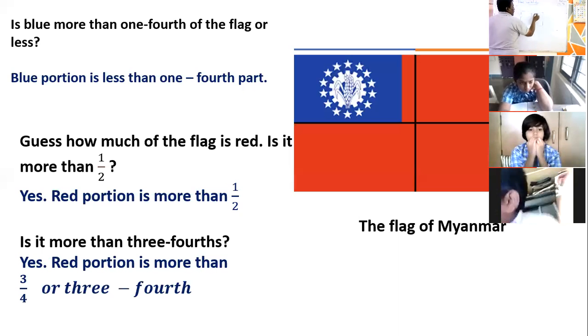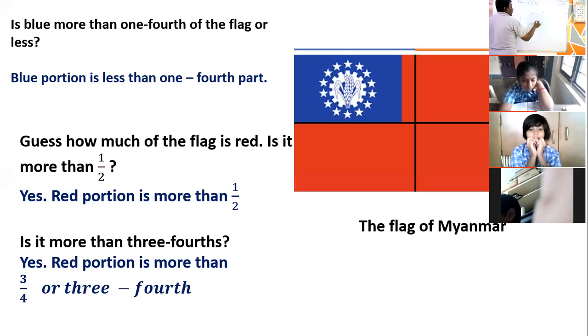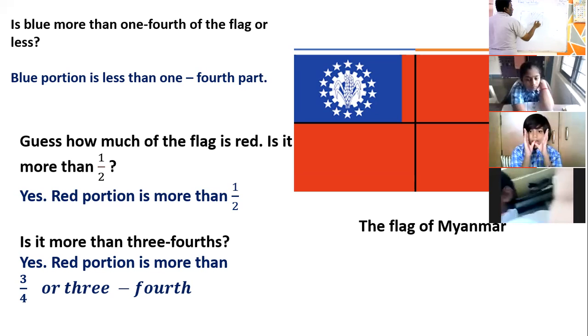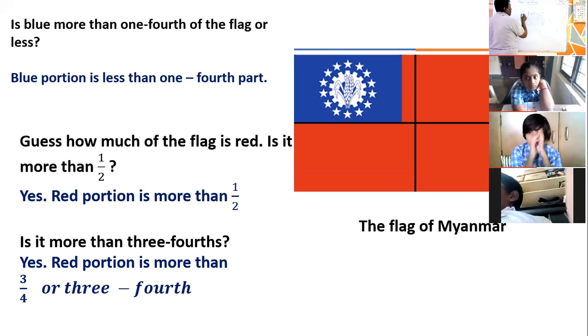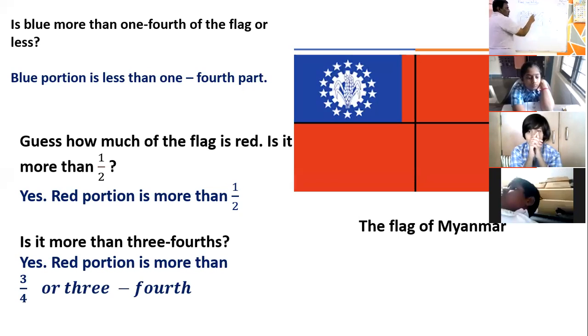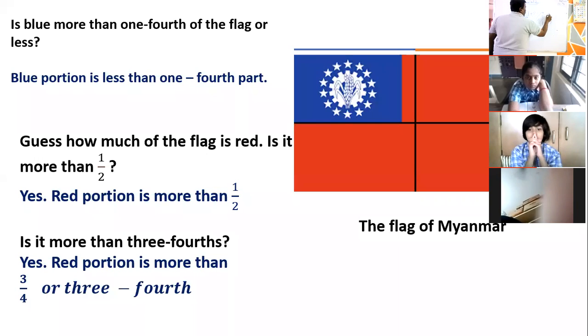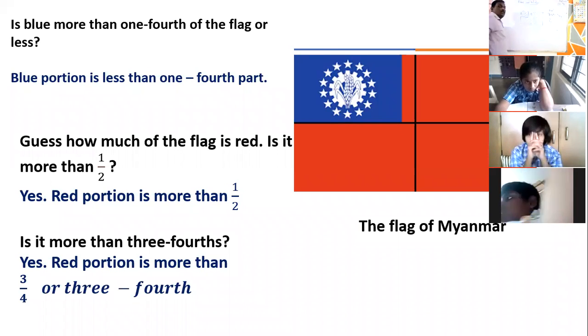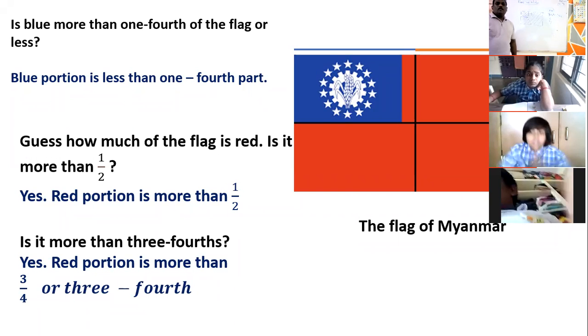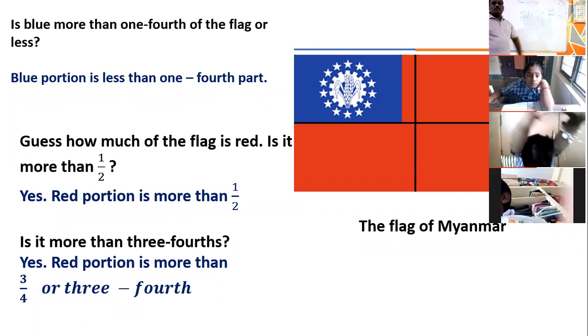See, this is red, this is red, this is red. So red is 3/4, but blue is only this. So this also comes under red only. So 3/4 and some extra. So it is greater than 3/4. Red color is greater than 3/4.